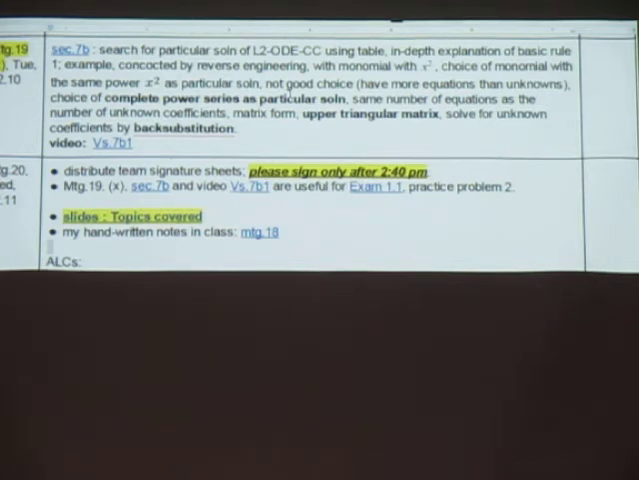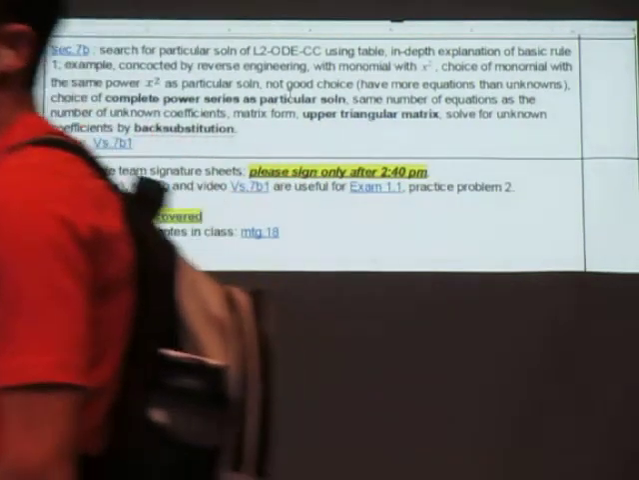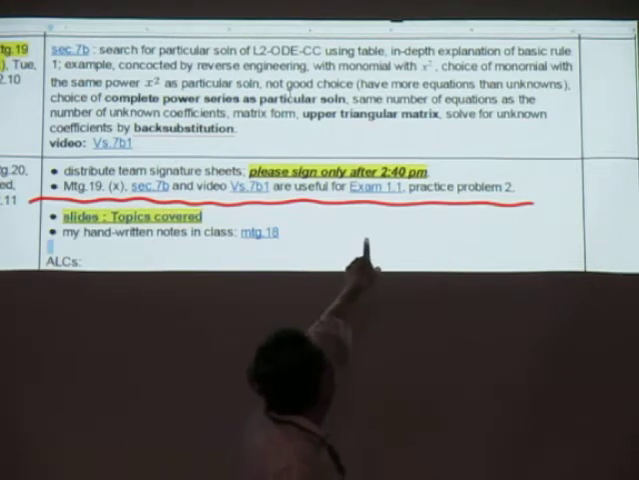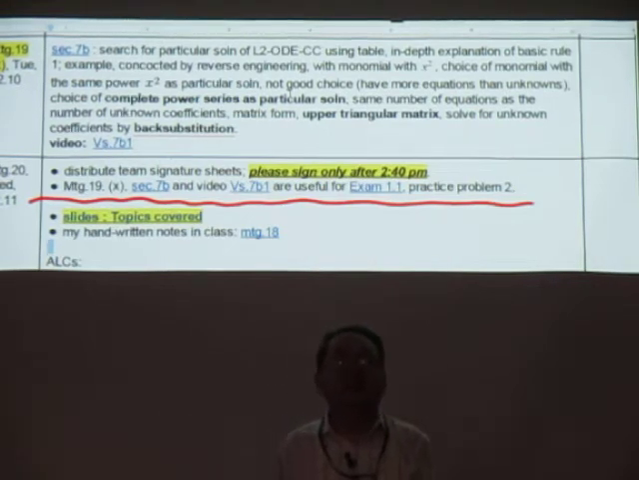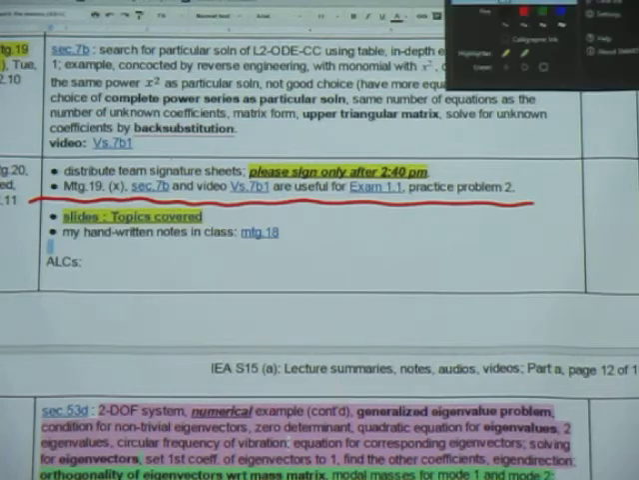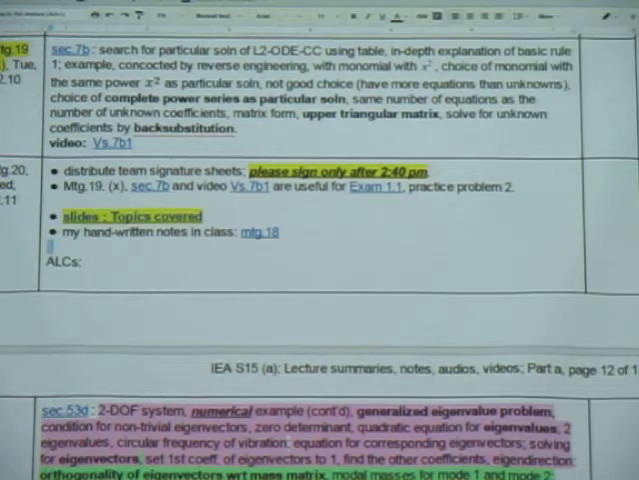And just to motivate you further, because students tend to be more motivated when we talk about exam, this is directly related to problem 2 of exam 1.1. Okay, so please take a look at this.